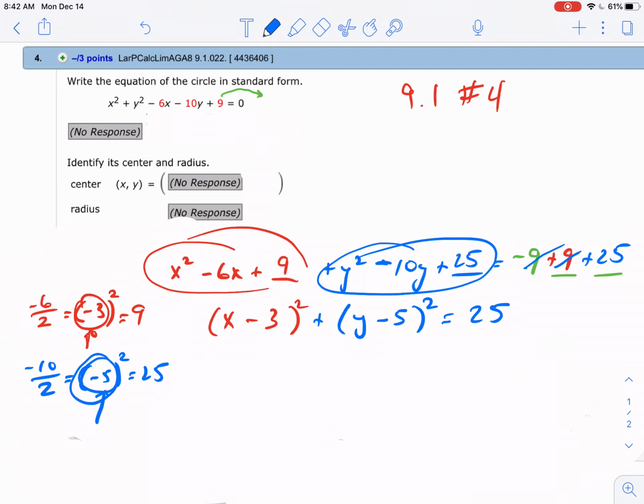So for my problem, my center is that 3, 5. Remember, x minus and y minus, you do the opposite of what's in parentheses right here. So just the 3 and the 5, the negative sign is in the parentheses already in standard form. So 3, 5, and then my radius is simply the square root of 25, which is 5.